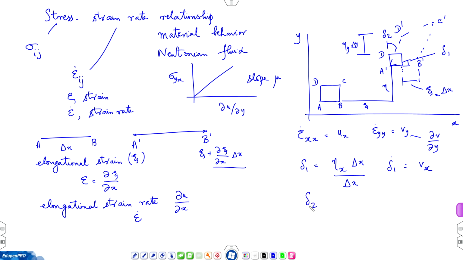Similarly, delta 2 will be u y. I am just reminding you that the suffix indicates partial differentiation. So, these are delta 1, delta 2.